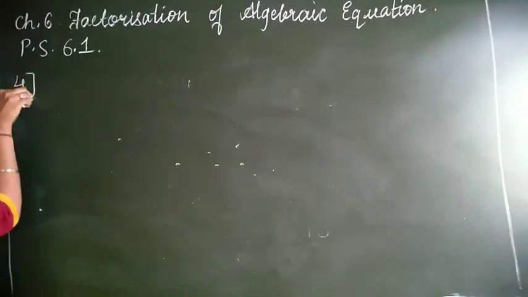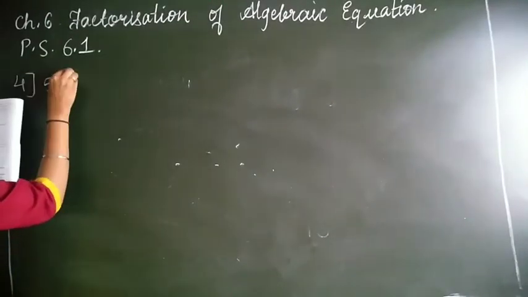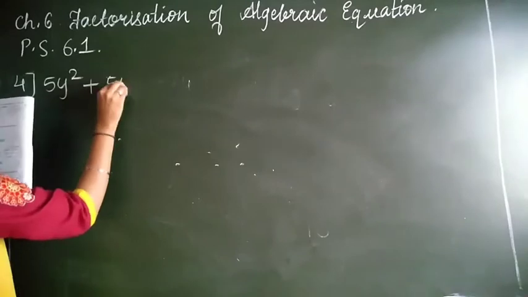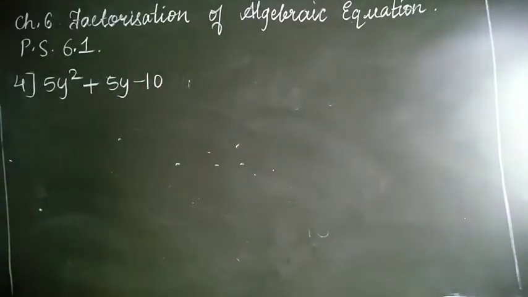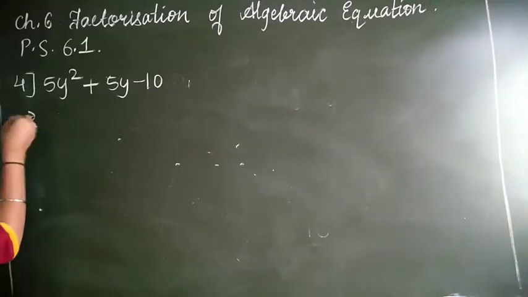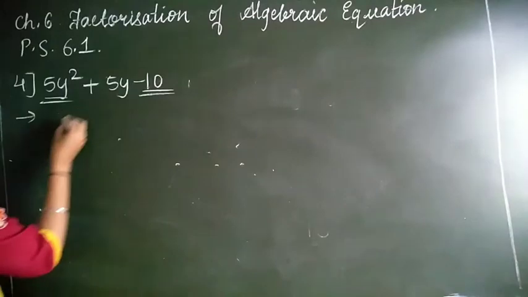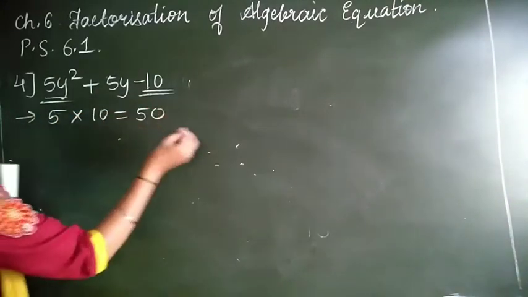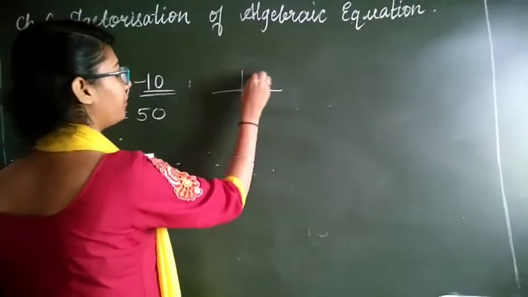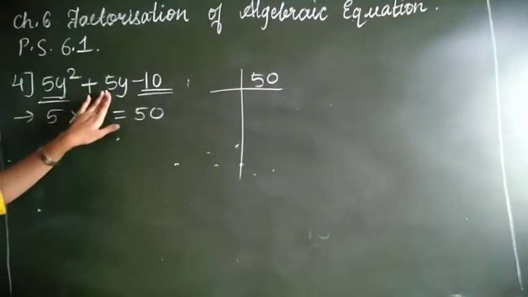Question number 4 is 5y square plus 5y minus 10. So first what we are going to do, we will multiply first term and last term. 5 into 10 is 50. So we will find the factors of 50 whose middle term should be 5.